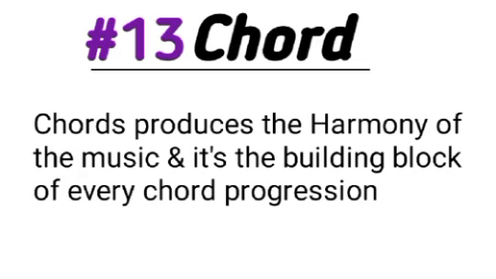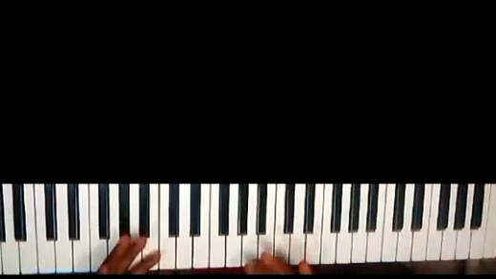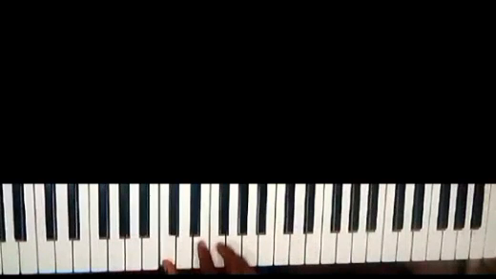Chords. Now, chords are formed when more than one note is played at the same time. Chords produce the harmony of the music, and are the building block of every chord progression. So for example, if I play key F, key A, and key C at the same time, I'm playing what we call a chord. Another example, let's say I'm playing key C, key E, key G, and key B at the same time, I'm playing what we call a chord.